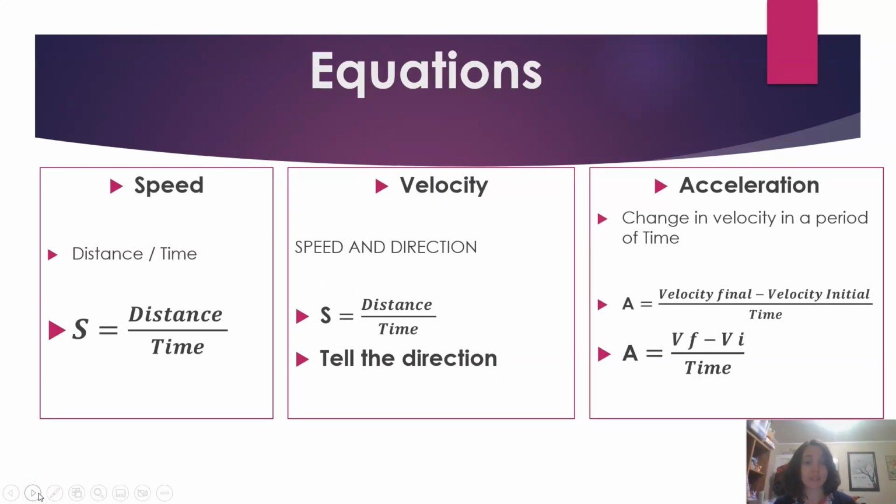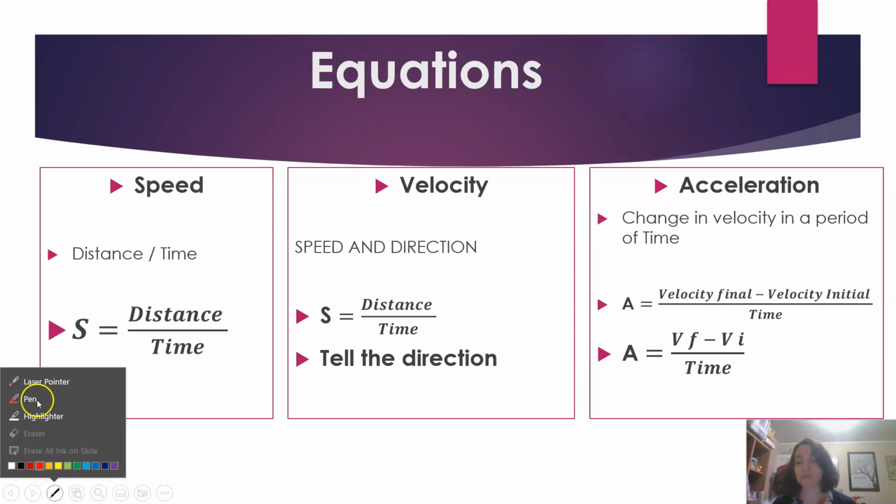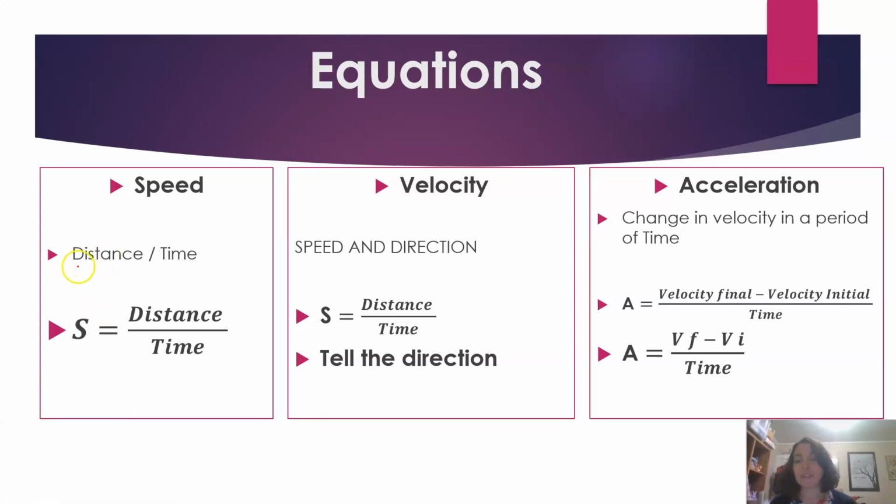If you remember, the equations for speed, velocity, and acceleration are as follows. Speed is simply distance divided by time. You know that fraction bar means division. Velocity is speed with direction. So the formula is the same as speed, and then we simply add the direction in our answer.